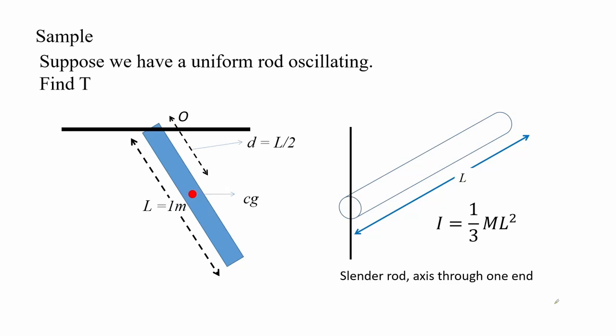Here we have an example. Suppose we have a uniform rod oscillating. Find the period of the rod. Here we recall that the moment of inertia of a rod is 1/3 times the mass times the length squared.